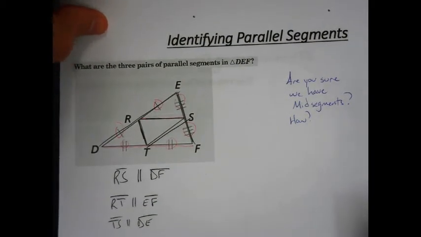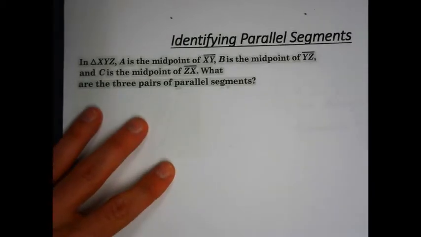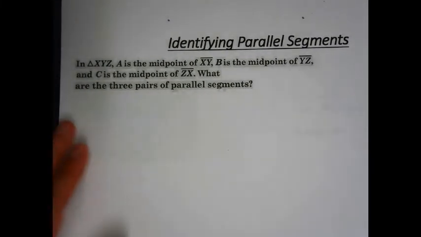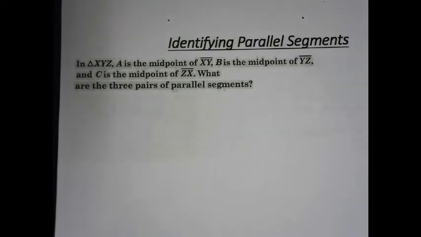And so let's do some more work. Bam, how about this? In triangle XYZ, A is the midpoint of XY, B is the midpoint of YZ, and C is the midpoint of ZX. What are the three pairs of parallel segments?